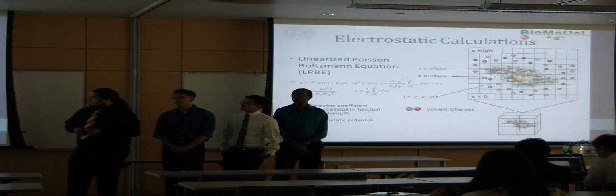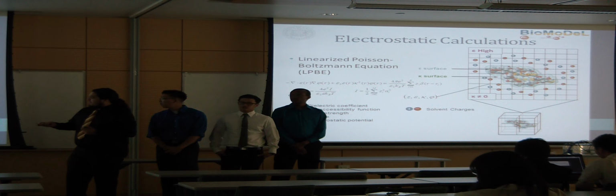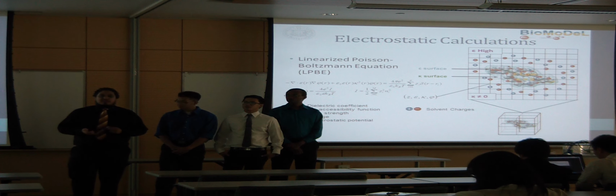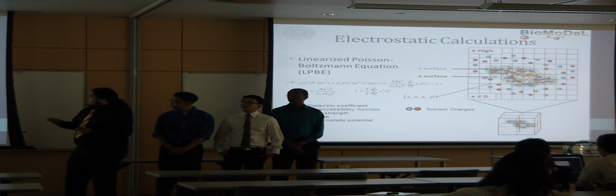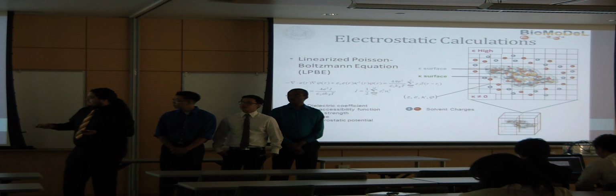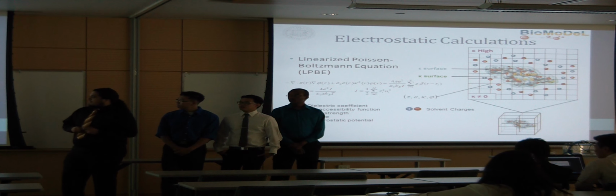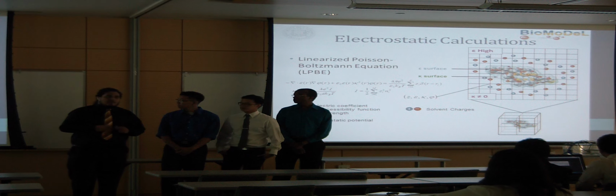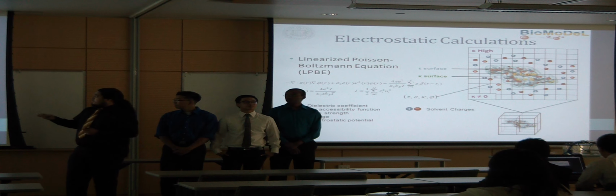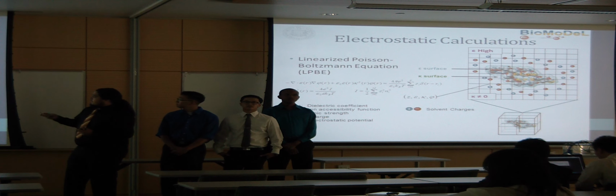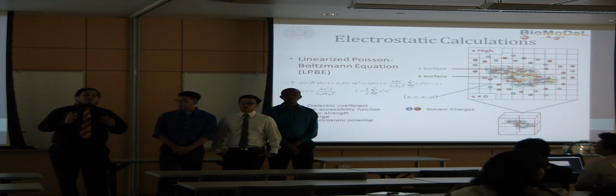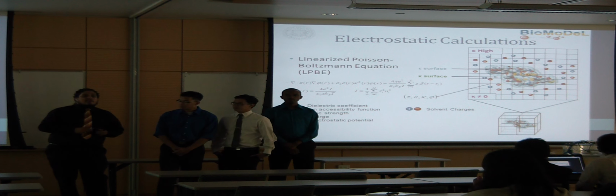And what you have to do is specify many things like dielectric coefficients of both protein and solvent. And then you also have to define the ion accessibility function, the ionic strength, things of that nature. As you can see up here, you can see everything that goes on within the electrostatic potential grid that needs to be calculated.